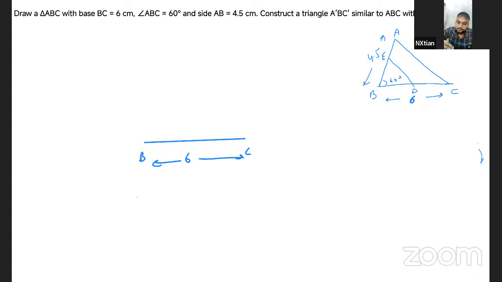Done? Yes. Now, from B, put the tip of the compass on B and make an arc. And from that, if you get this point, it will become 60 degrees. Everyone, draw the 60 degrees. Okay. Now, from B, you have to measure 4.5, and then put the tip of the compass on B and mark 4.5.